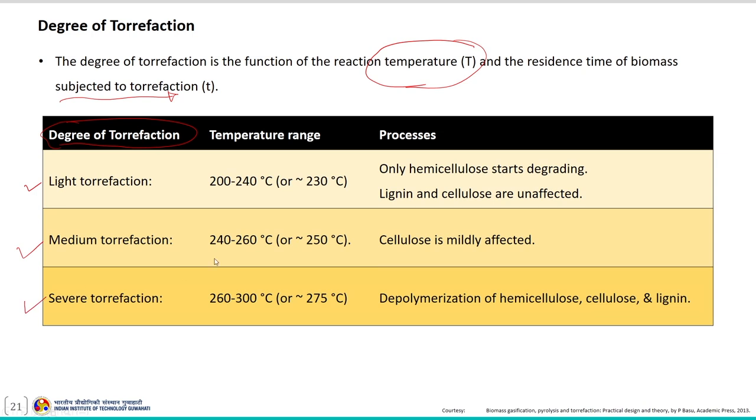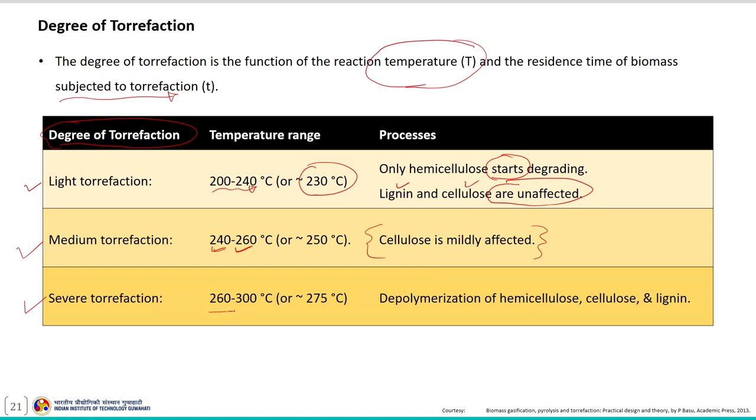In the case of the light torrefaction process, the temperature range is between 200 to 240 degree C, or you can say roughly about 300 degree C. And in this process, only hemicellulose starts degrading. Lignin and cellulose remain unaffected during this light torrefaction process. Whereas in the case of medium torrefaction, which is between 240 to 260 degree C, the cellulose is mildly affected in this temperature range, followed by the severe torrefaction reaction.